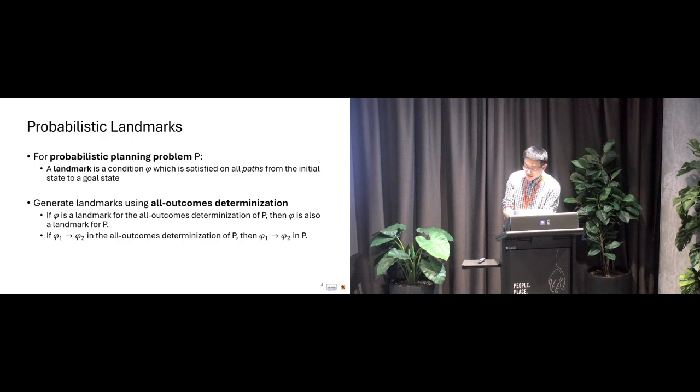Our key insight is to use the all-outcomes determinization of the probabilistic problem. This is a transformation of the probabilistic problem where every possible outcome of a stochastic action becomes its own separate deterministic action. And then we can show that if a condition is a landmark in this determinized version, it must also be a landmark in the original probabilistic planning problem. Therefore, we can use all those classical landmark extraction algorithms on this all-outcomes determinized domain to give us a sound method for generating both the probabilistic landmarks themselves and the orderings between them for the probabilistic planning problem.